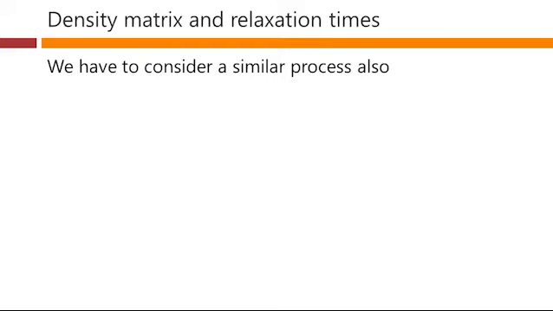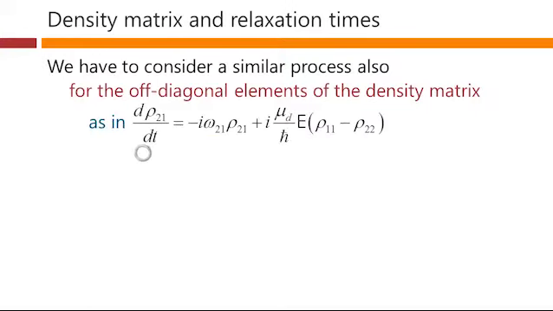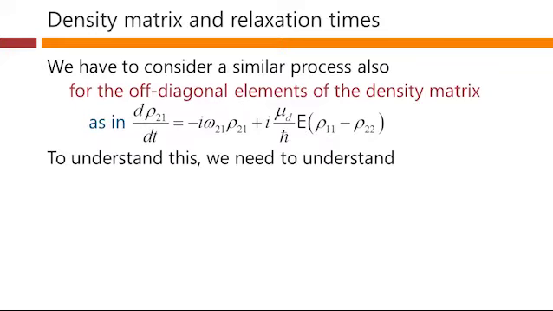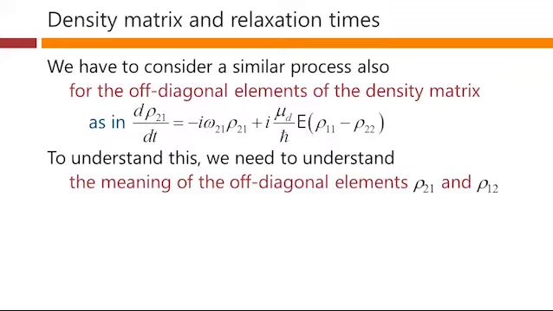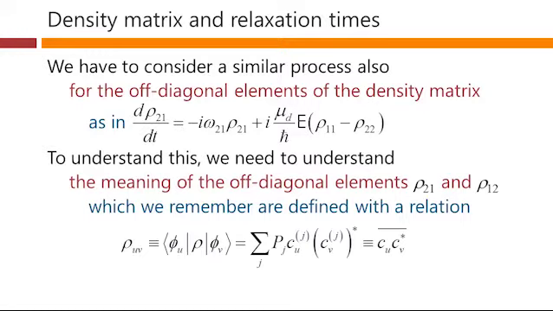We have to consider a similar process also for the off-diagonal elements of the density matrix, for example, as in this equation here. To understand this, we need to understand the meaning of the off-diagonal elements, rho 21 and rho 12, which we remember are defined with a relation of this form. In general, a density matrix element looks like this, and in the case of off-diagonal elements, u and v are not the same, so we're looking at an ensemble average of the product of these two coefficients over all of the different possible states j in our mixed state.